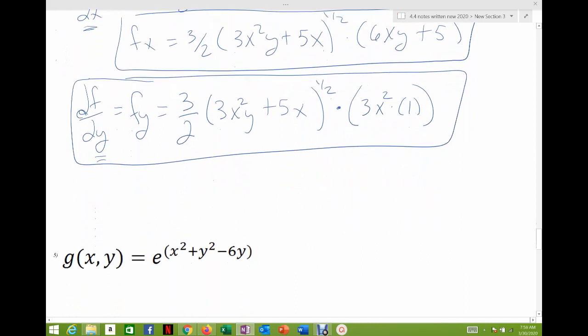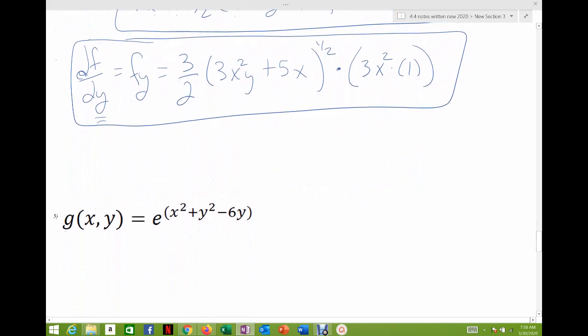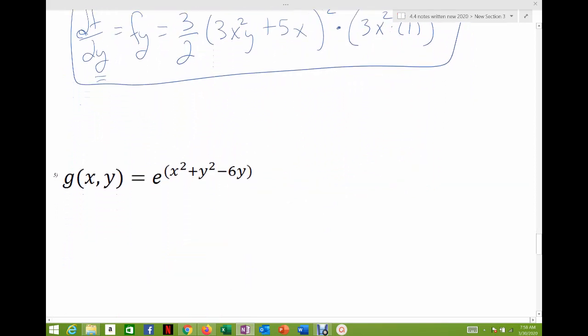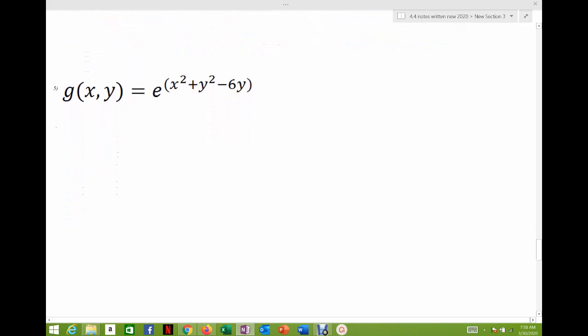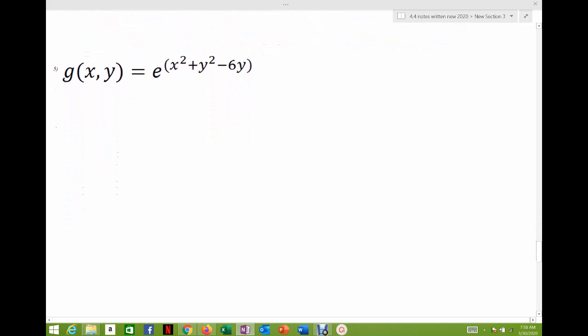All right, next example. So I've got my e to the x squared plus y squared minus 6. So I've got my e term raised to a function of x and y. And so again, it's my e term and the chain rule with my multivariable functions. And so it's going to be the change in my g over the change in x first, so g sub x.